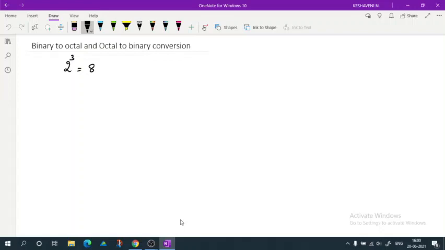Therefore I can write like this: 000 in binary is equal to 0 in octal, 001 is equal to 1, 010 is 2, 011 is 3, 100 is 4, 101 is 5, 110 is 6, 111 is 7.